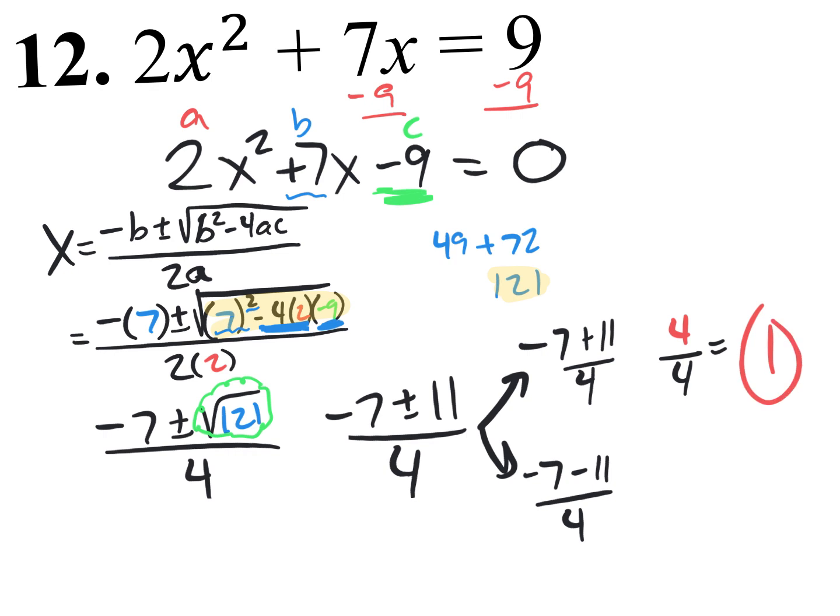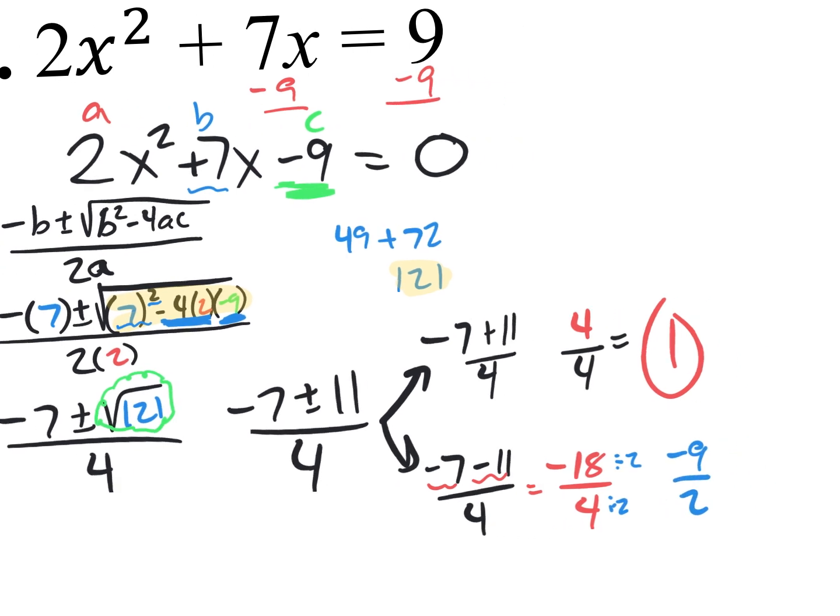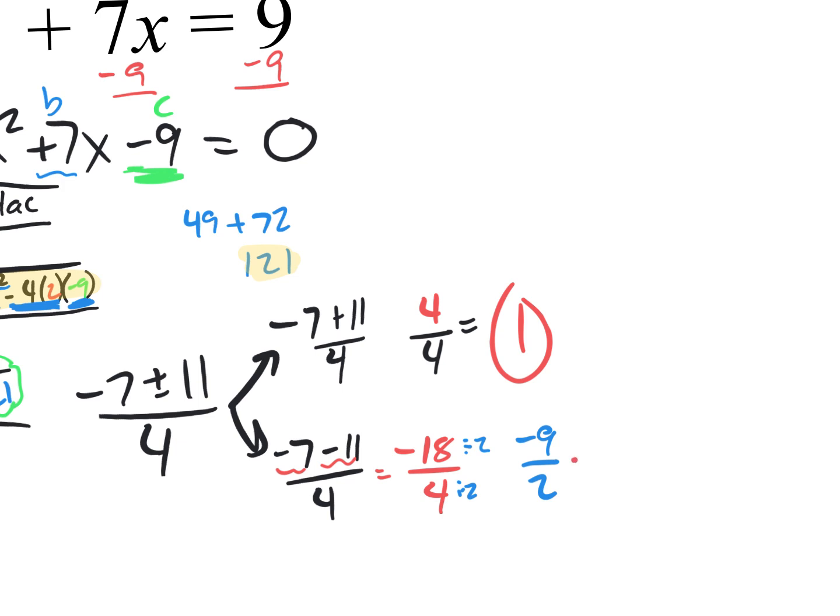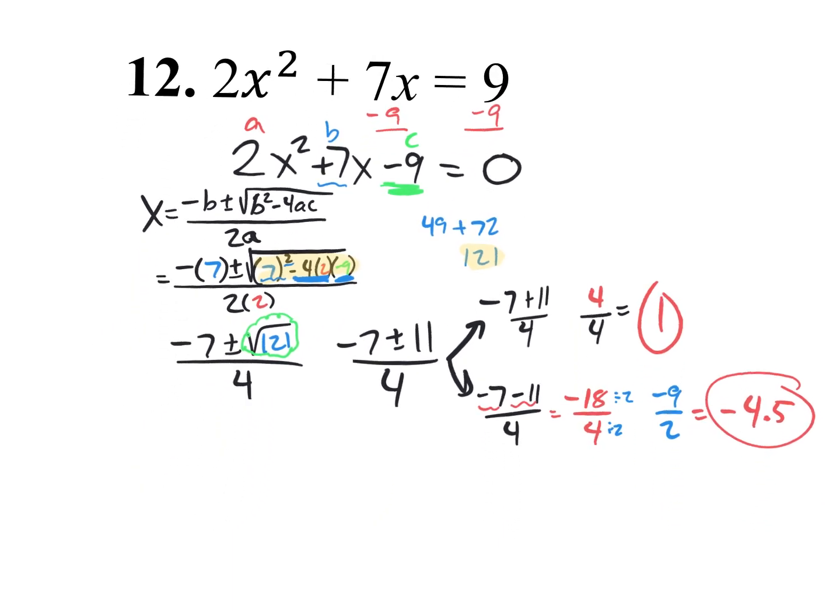Now on the bottom, we have negative 7 minus 11, that's negative 18, and that's going to be divided by 4, and 18 divided by 4 doesn't work, but you could at least reduce it. You could reduce both top and bottom by 2, giving you a negative 9 over 2. And negative 9 over 2 actually equals negative 4.5, right? So those are your 2 answers, positive 1 and negative 4.5.